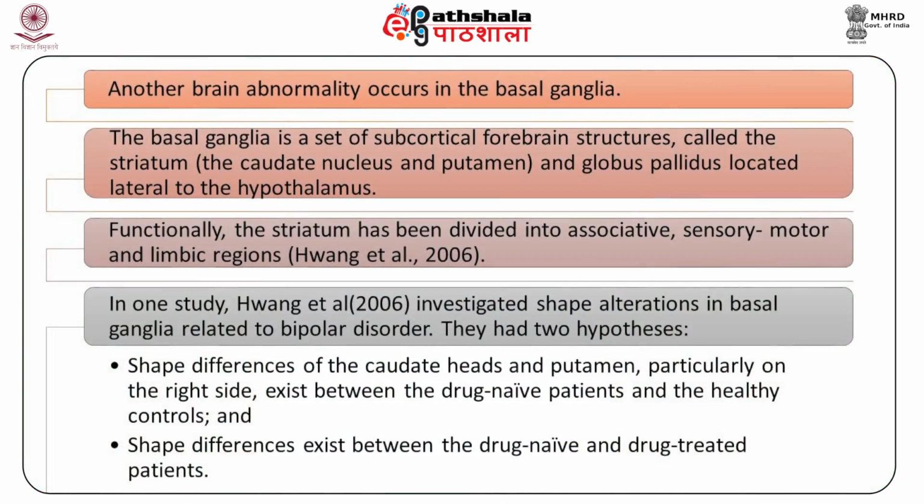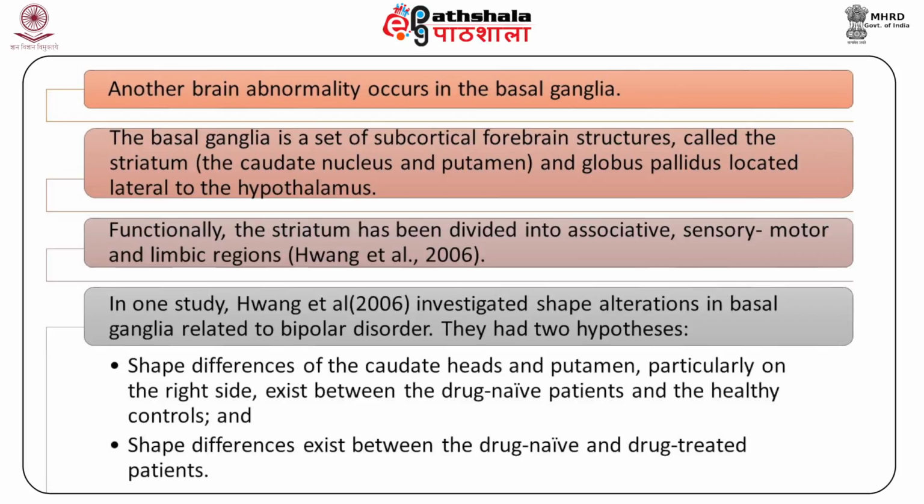Another brain abnormality occurs in the basal ganglia. The basal ganglia is a set of subcortical forebrain structures called the striatum, the caudate nucleus and putamen, and the globus pallidus, located lateral to the hypothalamus. Functionally, the striatum has been divided into associative, sensory motor and limbic regions.